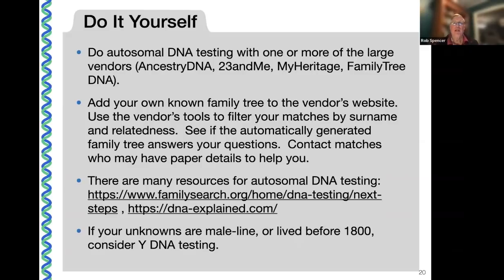Okay, so do it yourself. Ending up the first session. We're going quickly here. If you want to do this kind of thing, by all means, do autosomal testing, and I would recommend one of the bigger testers. Why? Because they have bigger databases and they're more likely to find matches. By all means, add your own family tree to the vendor's website. Use their tools to filter matches. They're really excellent tools. See if that answers your questions. Contact people. They all have contact me and chat sessions to see if their paper trails are more detailed and can help you out. And there's a link there to some other resources for autosomal testing.